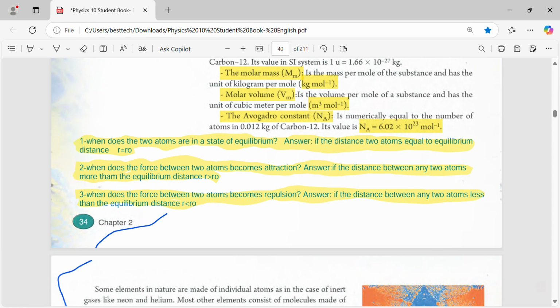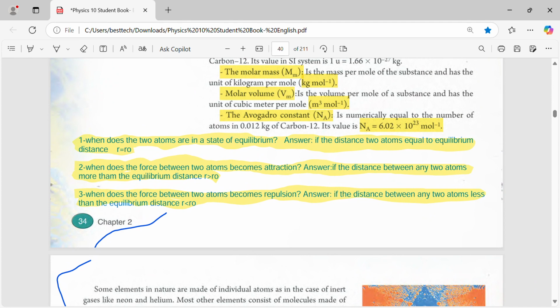Look, between the molecules, there is a type of force. Sometimes it's attraction, sometimes it's repulsion, sometimes there is no force. How do we know, guys? Look, between these 2 molecules, the distance between these molecules is called R0, or it's called the equilibrium distance.